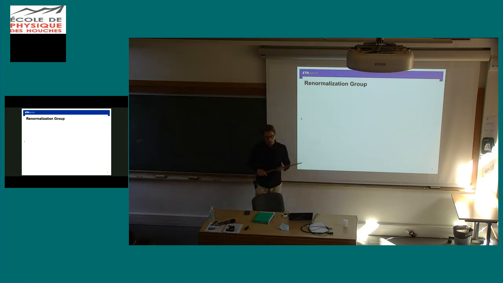RG stems from a very simple but nevertheless very profound observation that a physical system which is probed or observed at a different energy scale or different length scale looks different. But nevertheless, it's always the same system. Therefore, there has to exist some form of conceptual relation linking the description of the system in terms of Hamiltonians, for instance, at various length scales. This conceptual relation is formalized in the notion of RG flow in the space of Hamiltonians or in the space of coupling constants or possibly more complicated objects.